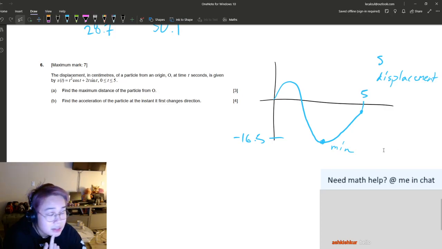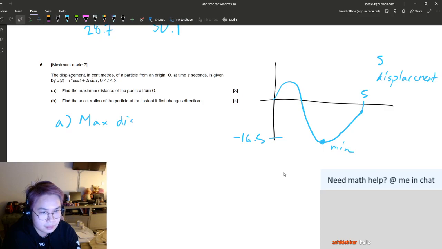Slow day today. Okay, so clearly the maximum distance is, oh, this is in centimeters. So the max distance is 16.5 centimeters.